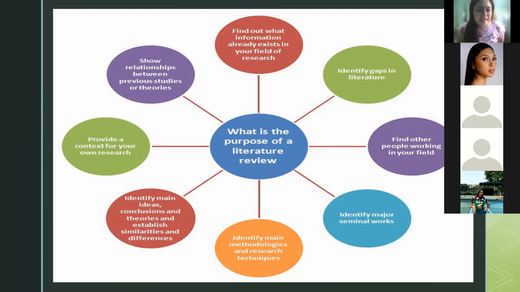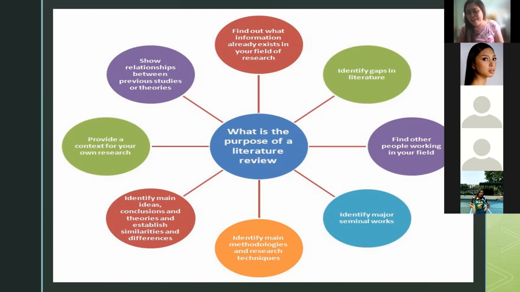And then, identify main ideas, conclusions, and theories, and establish similarities and differences. We have a lot of research studies already existing, and we can compare and contrast the findings of these studies. For example, I think some of you wanted to study ivermectin last time. And if you look at the internet, we have a lot of studies from researchers who said ivermectin is effective as a treatment or for the prevention of COVID-19.